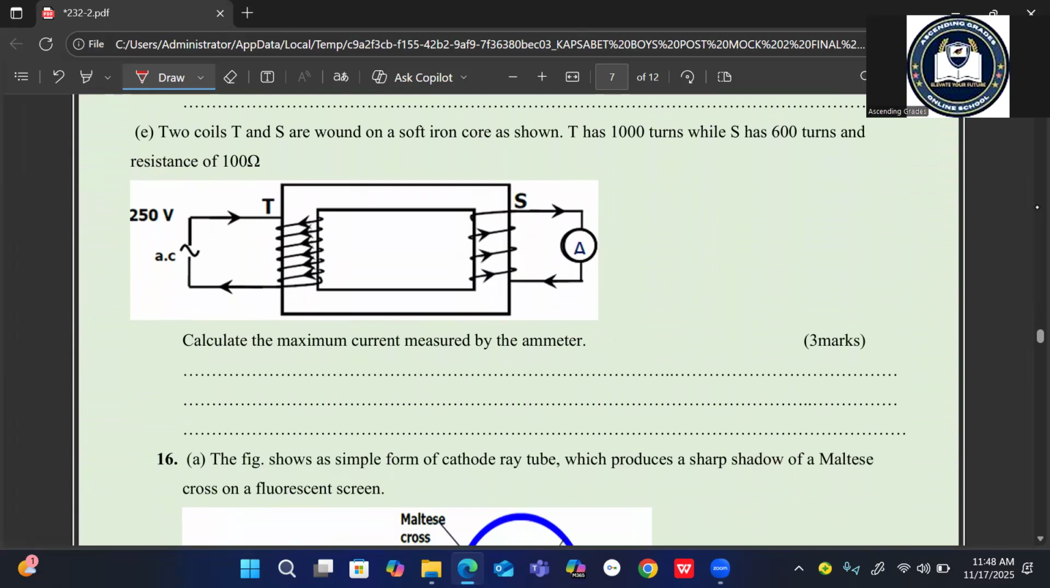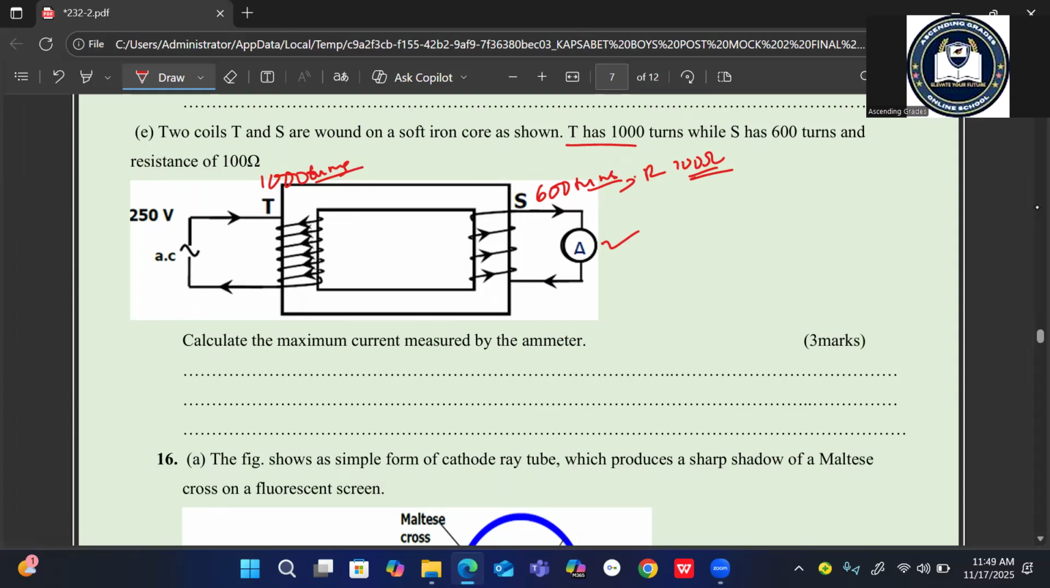You are told that two coils T and S are wound on a soft iron core as shown. You are told that T has 1,000 turns, while S has 600 turns. And here we have a resistance of 100 ohms. Then you are asked, calculate the maximum current measured by the ammeter. The ammeter is on S.